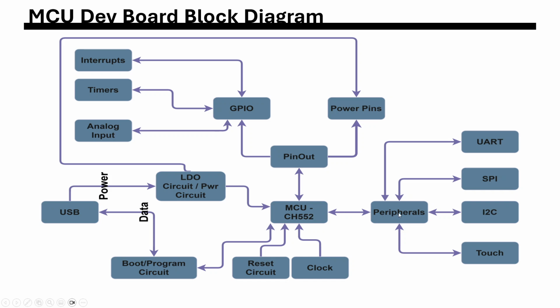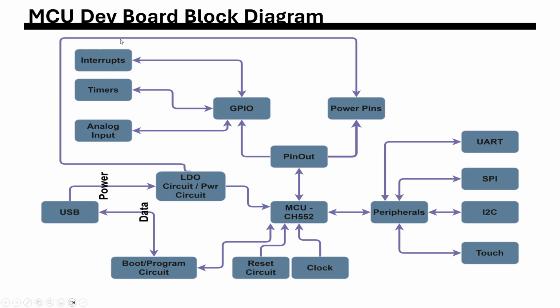Then we have multiple peripherals: UART, SPI, I2C, touch, timers, things like that, right? GPIO, analog input, timers, interrupts, which we can use on general purpose IO. Then we should also configure some power pins so that we can power other projects from it, right? So this is the block diagram.